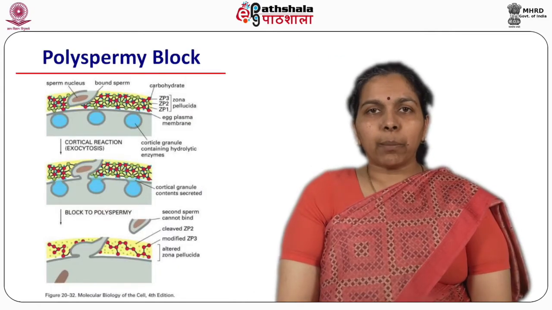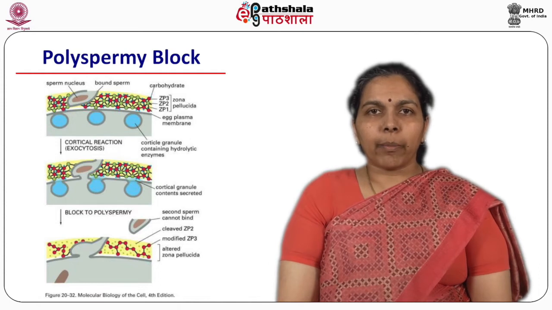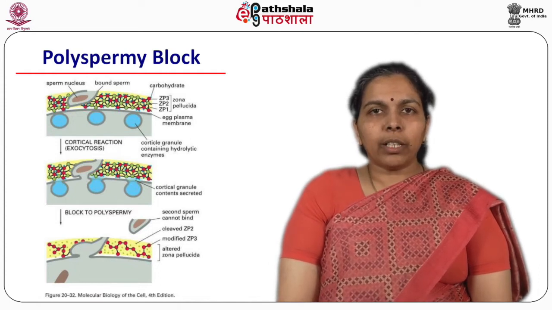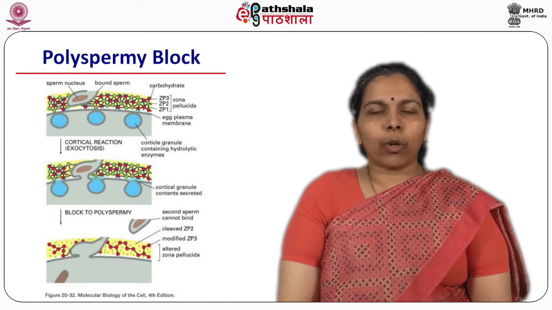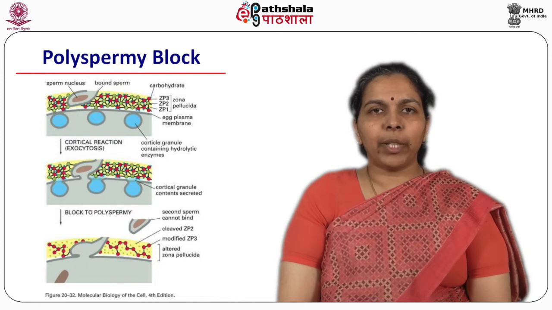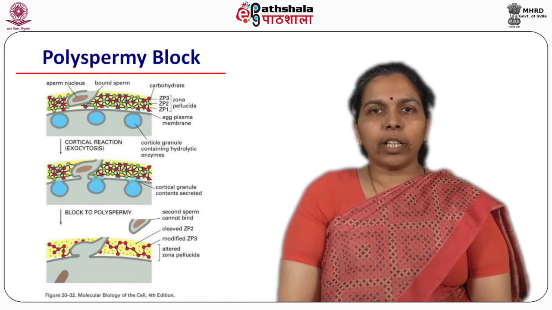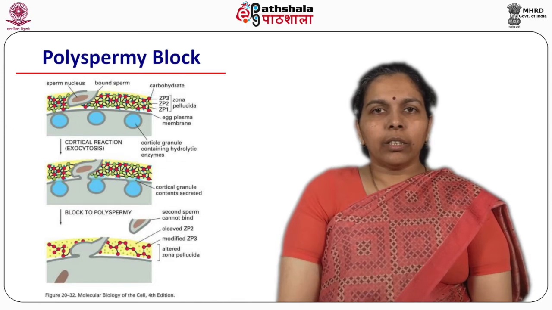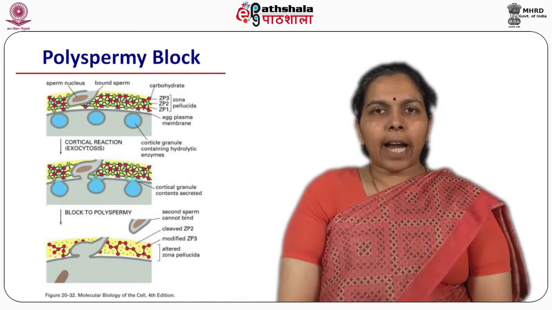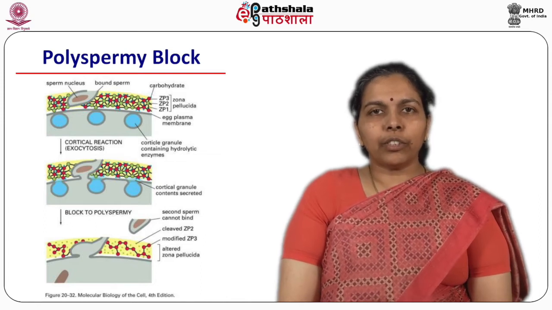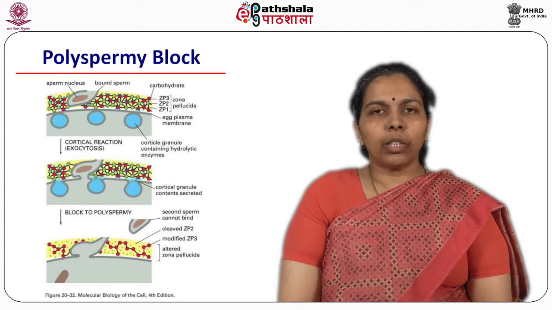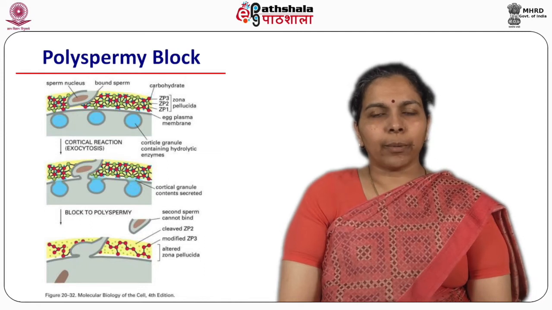Here is the diagrammatic representation of the polyspermy block. The zona pellucida, as we mentioned, is composed of the cross-linked polymers of VP1, VP2 and VP3. After the cortical reaction takes place, the VP2 is cleaved and the VP3 glycoprotein is also modified. Because of this, the sperm are not able to attach to the VP molecules, and hence the first sperm is the only sperm which will be able to fertilize the oocyte.